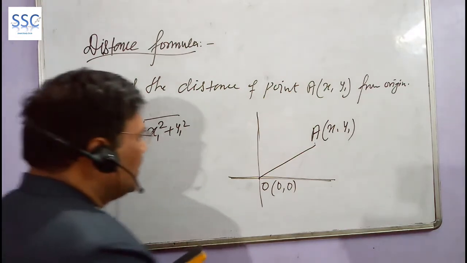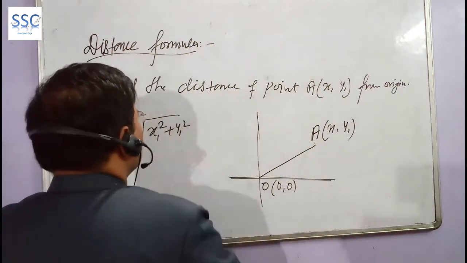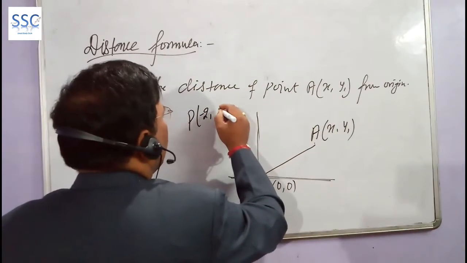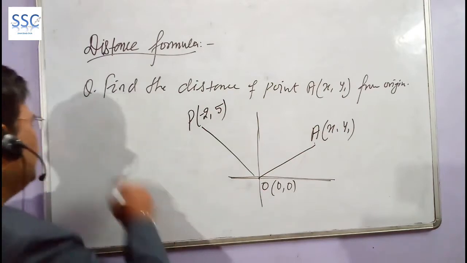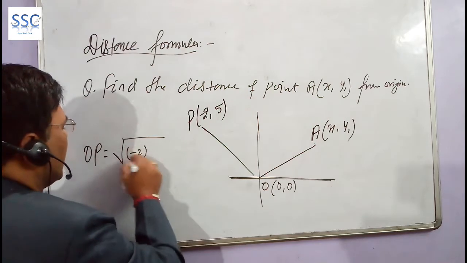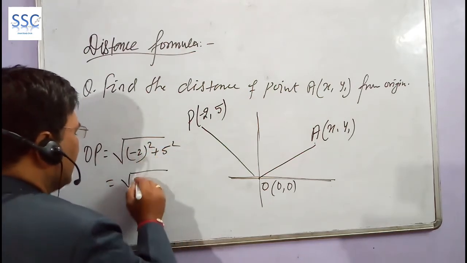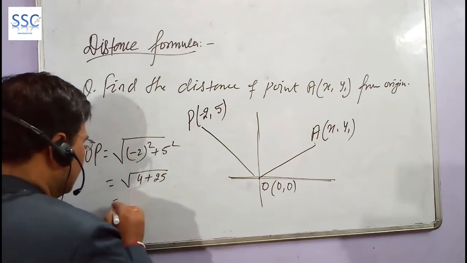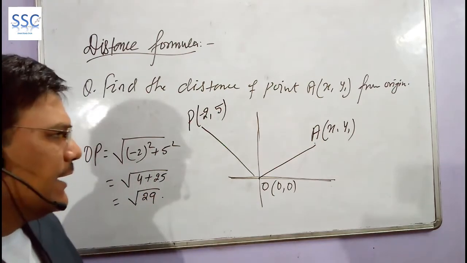Suppose the point is not (x1, y1), but any point P whose coordinates are (-2, 5). We want to find OP. Clearly, OP is equal to under root of (-2) square plus 5 square. It means (-2) square is plus 4, and 5 square is 25. So the distance is under root 29.